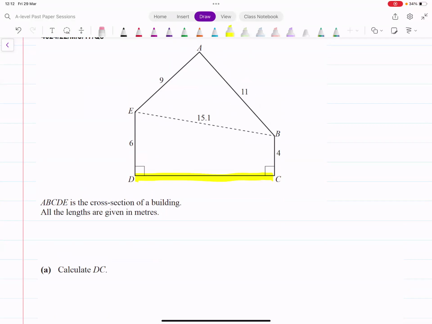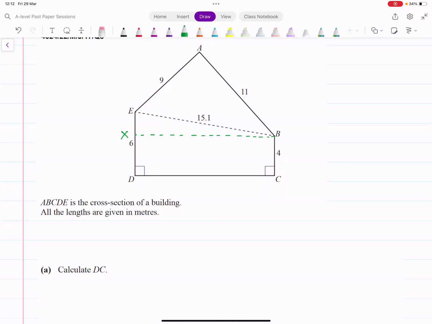Now, do we have any triangle that we can use to find the length DC? If we make this triangle, for instance, we only have one length. If we make this triangle, we still have only one length, 6. So what do we do? What we can do is we can actually make a parallel line to the line DC here like this. Let's call this point something. Let's say this is point X.